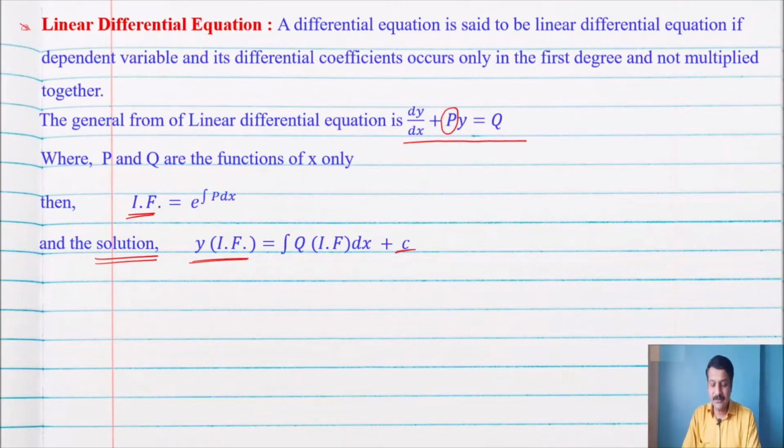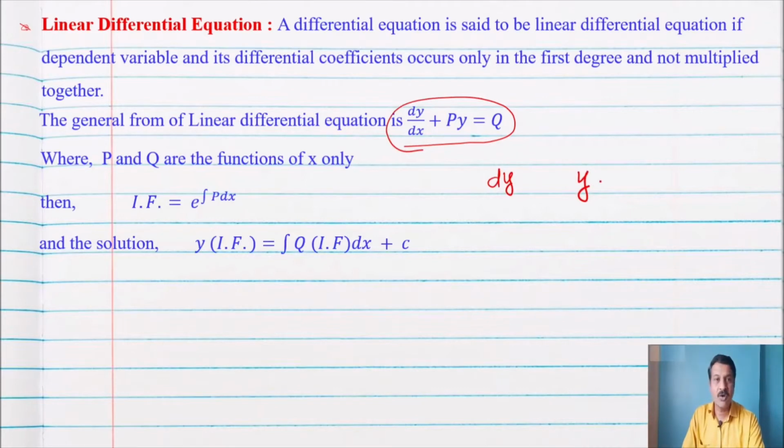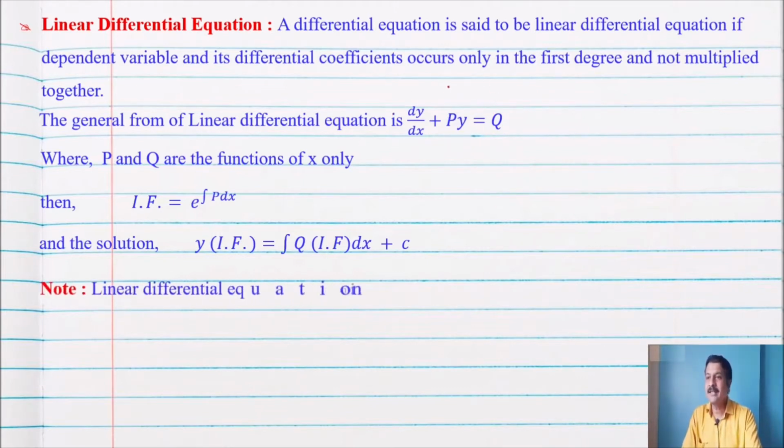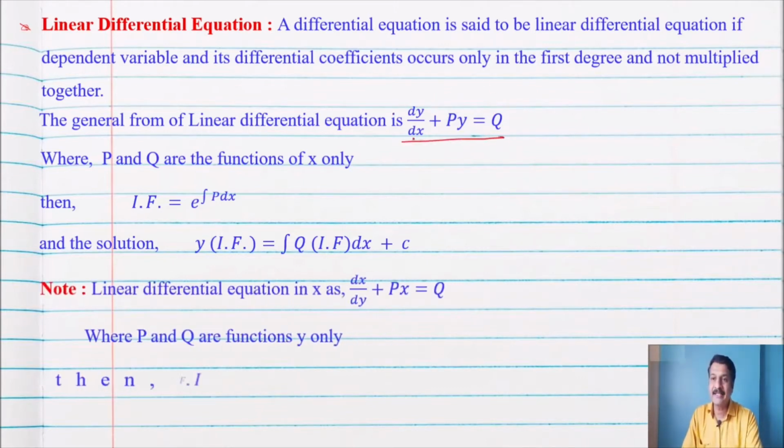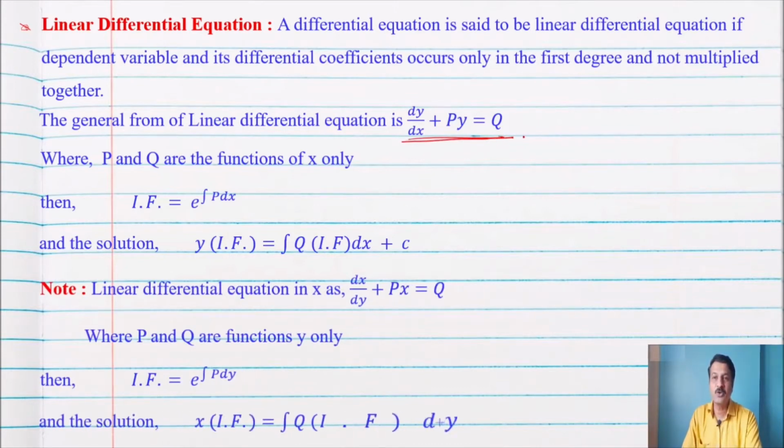So what is the identification of this linear differential equation? In a differential equation, you just note if it contains one dy and one more y and there is no other function of y, meaning it contains a function of y only in this y and here dy. And one more thing, there should not be y into dy. Then it will be a linear differential equation. Note that the linear differential equation in y is this: dy by dx plus p into y equal to q.